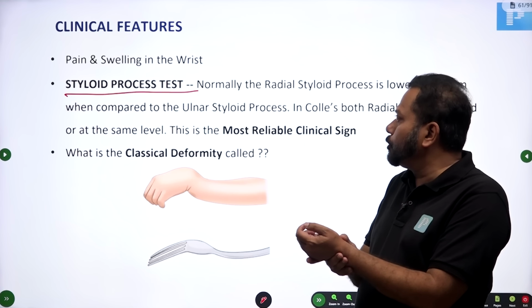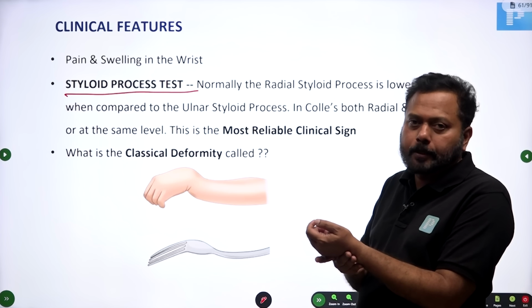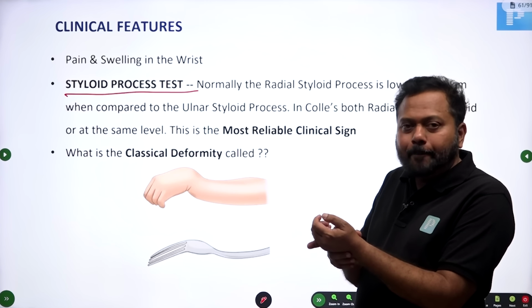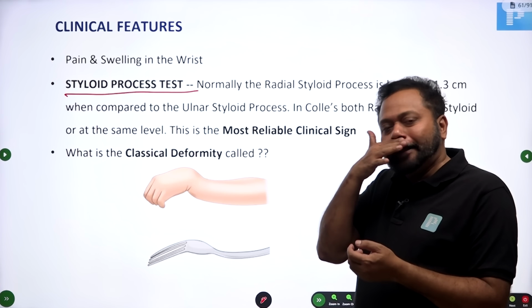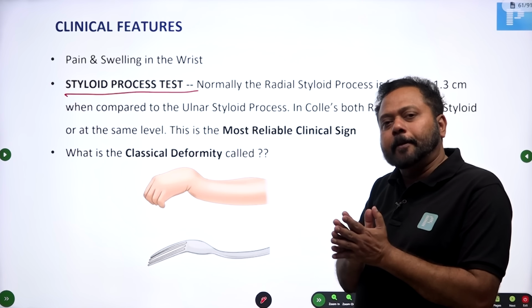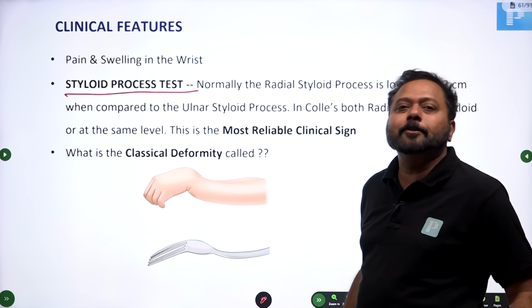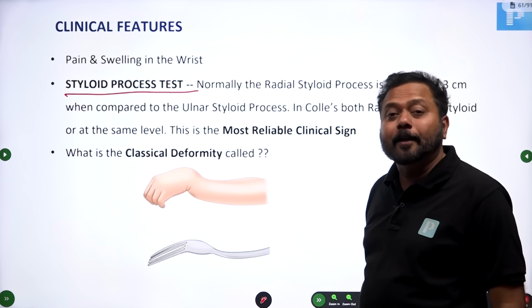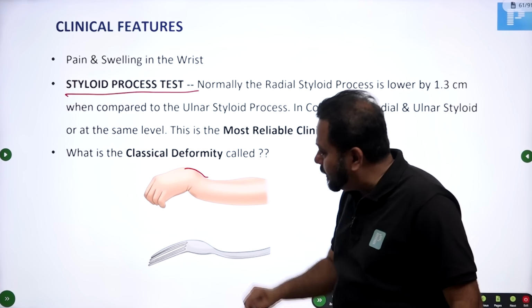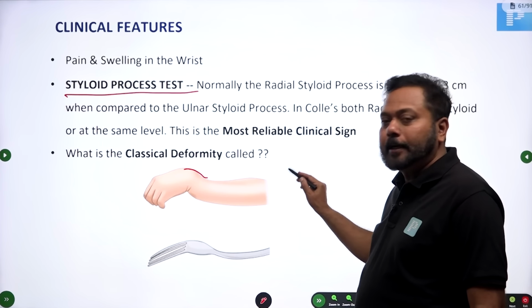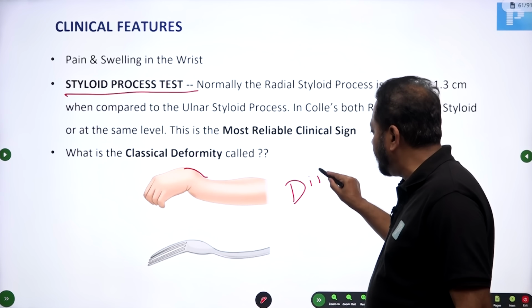Normally, radial styloid is 2.5 centimeter distal to the ulnar styloid. When you palpate both radial styloid and ulnar styloid at the same level, that is called positive styloid process test, and the diagnosis is Colles fracture. The classical deformity, because of dorsal tilt and dorsal displacement, is called dinner fork deformity.